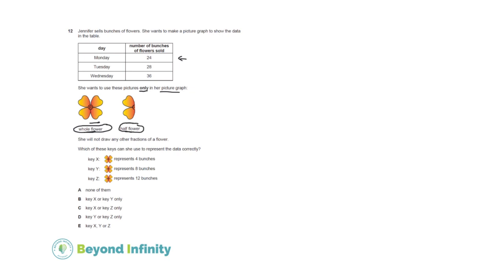So let's go through and see which one works. Let's start with the first number. The first number here is 4. So we want the data to be divisible by 4 and half of 4, which is 2. Either one would work. So 24, 28, and 36, well, they're all divisible by 4. That means that X is going to work.